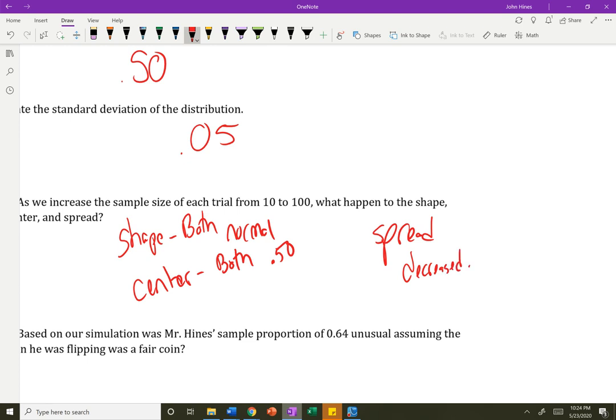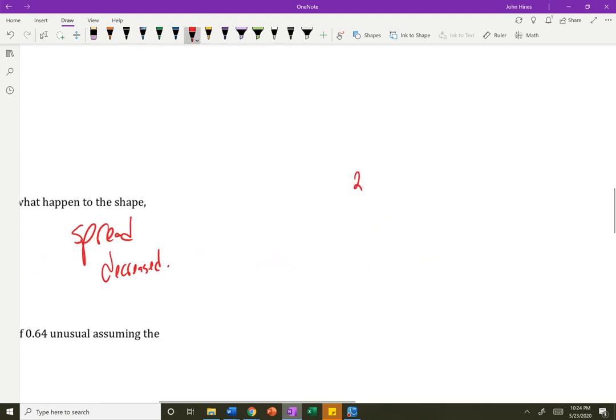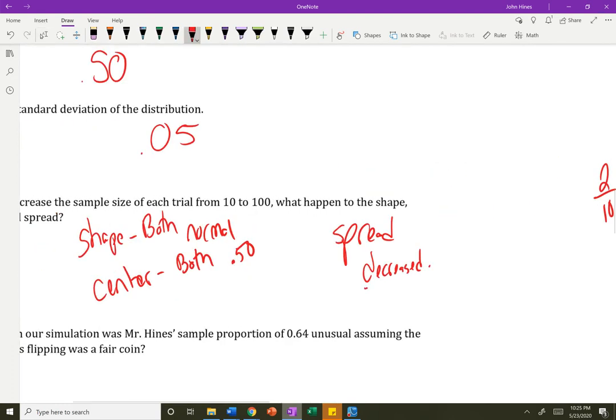which makes sense. It's easier to get 2 out of 10 than 20 out of 100 heads. It's much easier to get 2 out of 10 than 20 out of 100. Even though they're the same p hat, you've got more variability in your p hats when you have a smaller sample size. So the spread decreases as sample size increases.